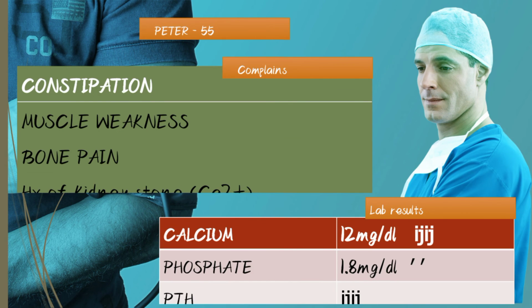Now back to our question. The patient had complaints of muscle weakness, bone pain, and has a history of calcium kidney stones. From the lab results, the calcium level was 12, and this is above the normal range of 8.5 to 10.5, so this is elevated, and the phosphate levels are low. And also the parathyroid hormone was found to be increased.